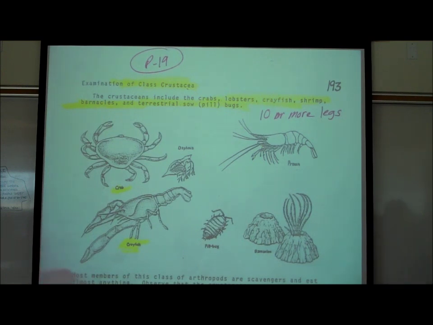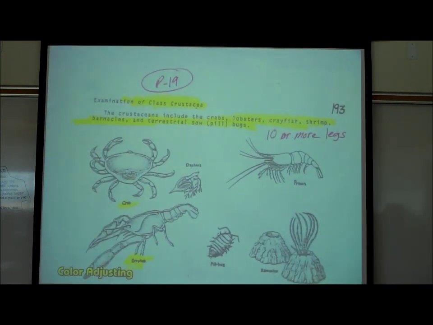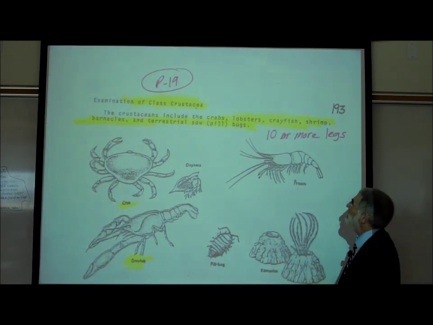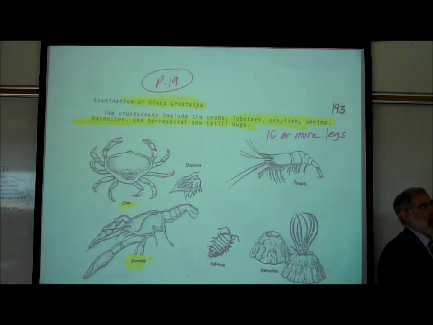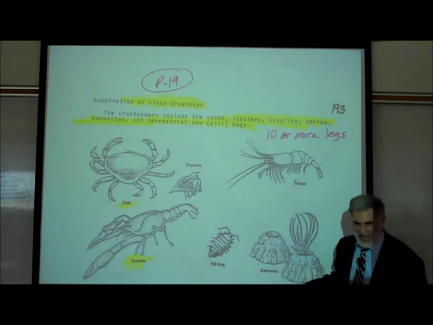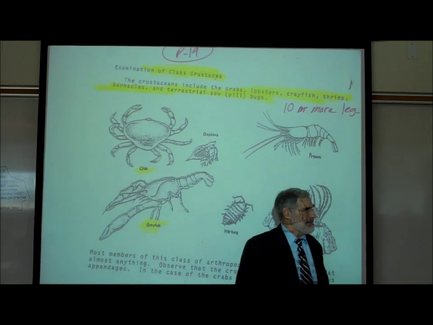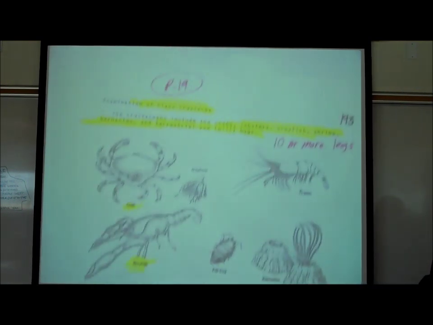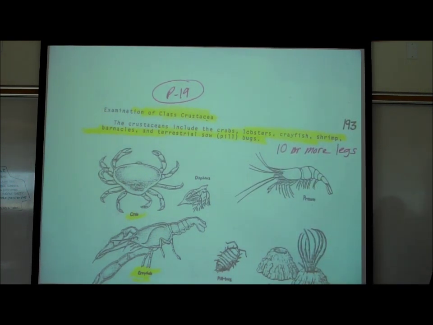the next class is class Crustacea. Who are the crustaceans? Those are the crabs, the lobsters, the crayfish or crawfish. Incidentally, what is a crayfish? A crayfish is a freshwater lobster. In other words, if it lives in the ocean, it's called a lobster. If it lives in a river, it's called a crayfish or a crawdad. That's basically very similar. Shrimp, barnacles, and sow bugs are all crustaceans.